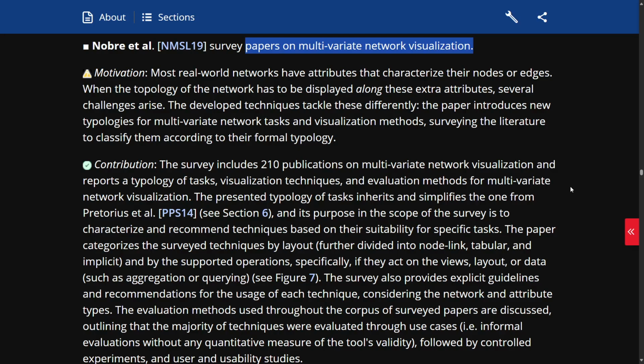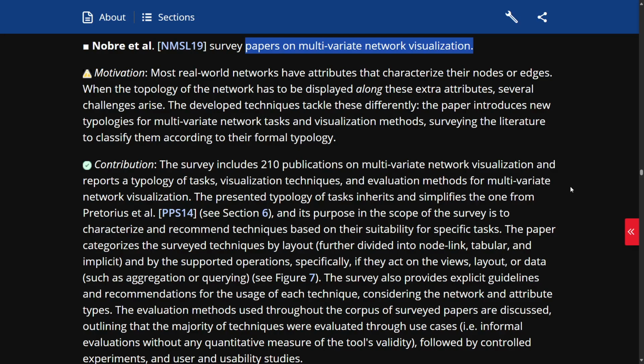The survey includes 210 publications on multivariate network visualization and reports a typology of tasks, visualization techniques, and evaluation methods for multivariate network visualization. The presented typology of tasks inherits and simplifies the one from Pretorius et al. [PPS 14], see Section 6, and its purpose in the scope of the survey is to characterize and recommend techniques based on their suitability for specific tasks.